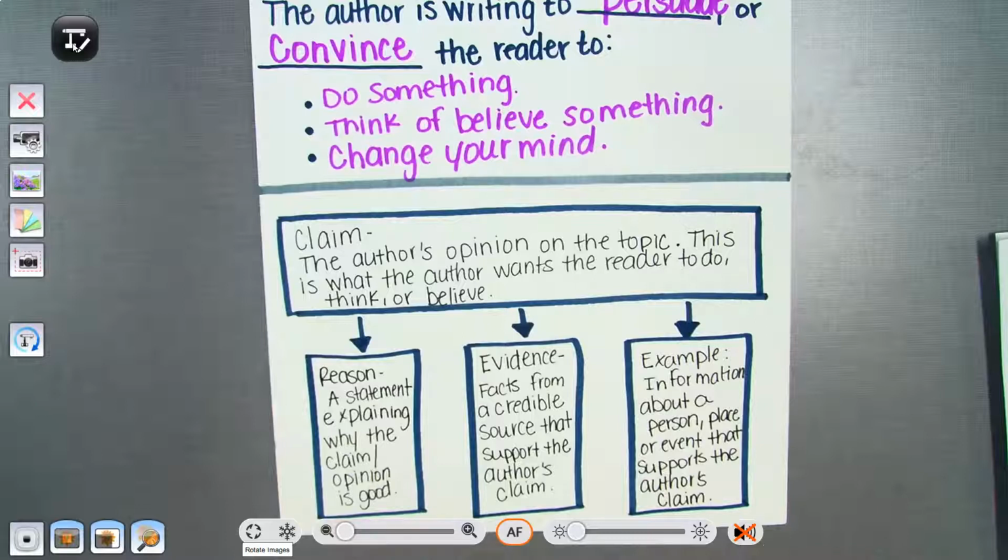Now, the author is going to have his claim, which is his opinion, and then he is going to have reasons, evidence, and examples that are about his claim.